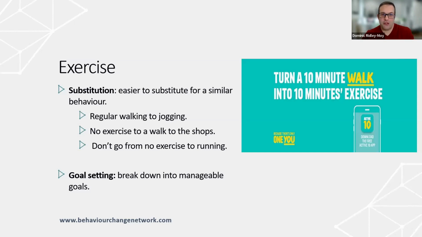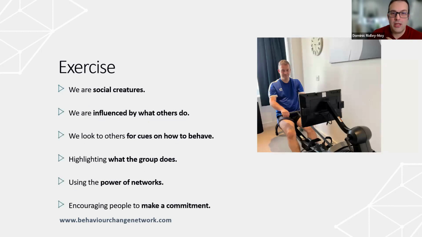If we take exercise again, the behavioural theory around it is called substitution. It's always easier to substitute for a similar behaviour. So if someone's doing no exercise, they're not going to go jogging. So get them to go to that next step. Or if they're doing no exercise, just getting them to walk to the shops is going to be better than nothing. So always think about having a realistic goal, and one that's easy and simple. And also doing a lot of goal setting, breaking it down into manageable goals. So if you say to someone, exercise 3 times this week, it's something that they can actually do and believe they can do and make a difference.